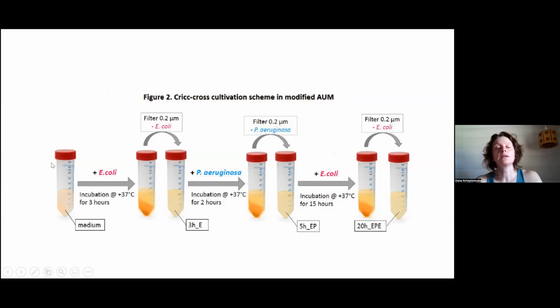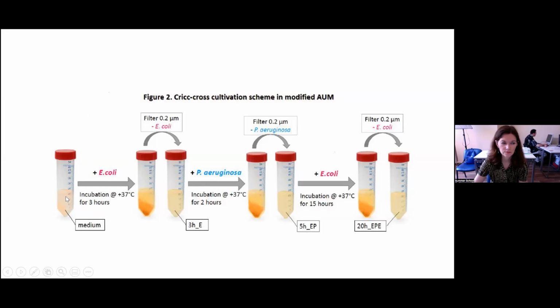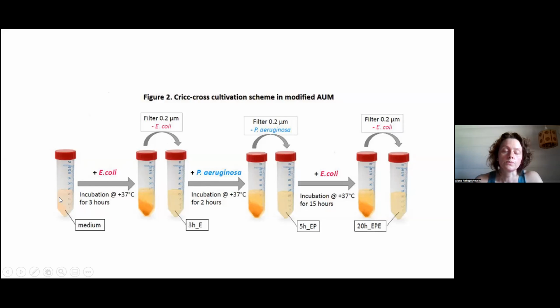So we have media without any bacteria, AUM, and then AUM with dextrose, right? Then we add E. coli, cultured for 3 hours, removed E. coli, added Pseudomonas aeruginosa, cultured for 2 hours, removed Pseudomonas aeruginosa, and added again the same E.